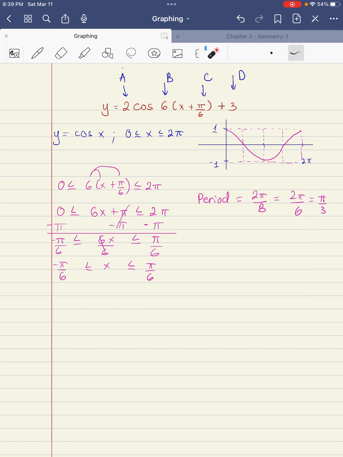Now, when you do this portion right here, this takes care of the function's phase shift. If you look at the equation itself, we know that the function is shifted left by pi over 6 units. So this indicates that the function has been shifted left by pi over 6. And we have the vertical shift, which represents up by 3 units. So let's plot the graph.